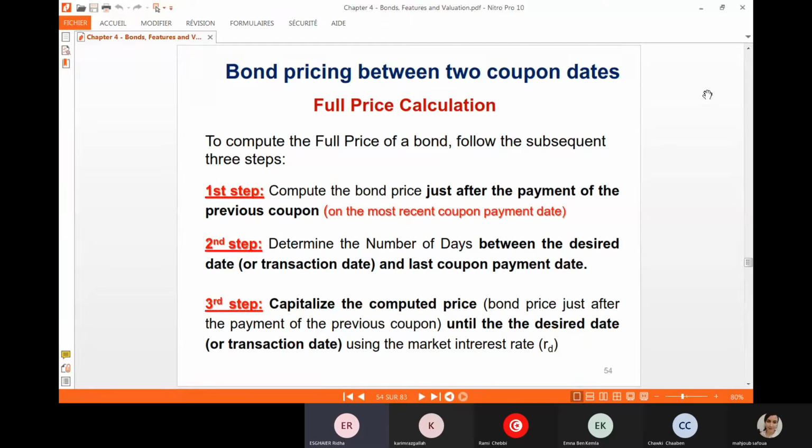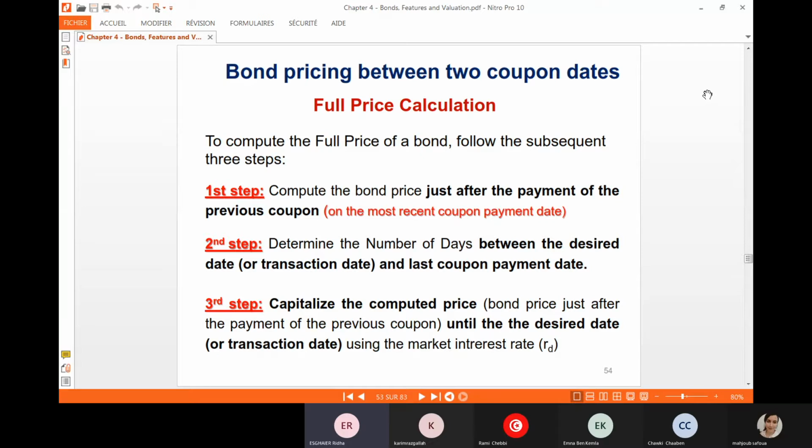Then we capitalize, if you want, the computed price in the first step. We multiply it by 1 plus the yield to maturity, the market interest rate at this moment, to the power of the number of days between the last coupon payment date and the current date, or the desired date, over the total number of days during the period. It could be a semester or a year according to the feature of the bond.